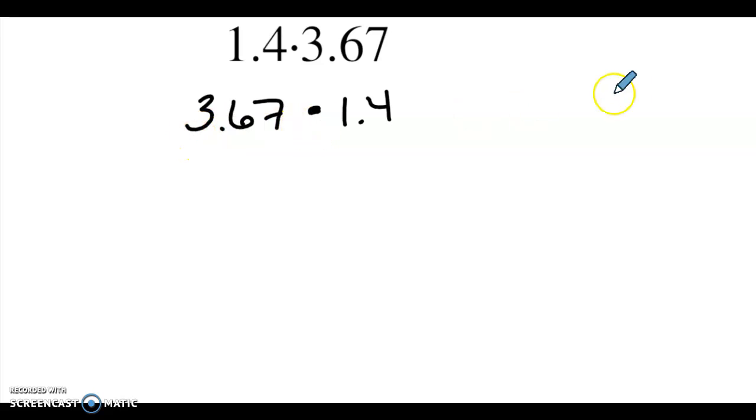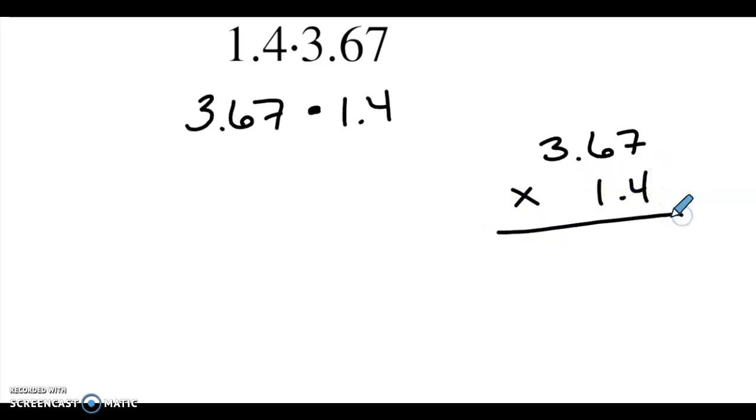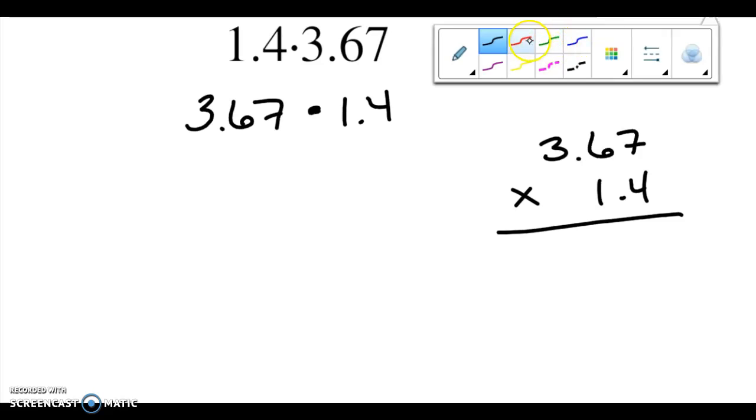So I'm going to put the longer number on top. 3 and 67 hundredths times 1 and 4/10. Now, if I go too fast, pause it and rewind it. But do this with me. You ready? All right. First of all, I'm going to do the first number. I'm going to get a different color so we can see it.